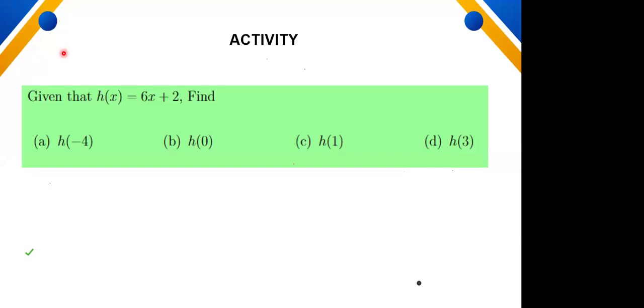When you finish, put your answer in the chat. Confidently, just put your answer in the chat. In case you're having some challenges, don't worry. I know we are going to be on the same page.